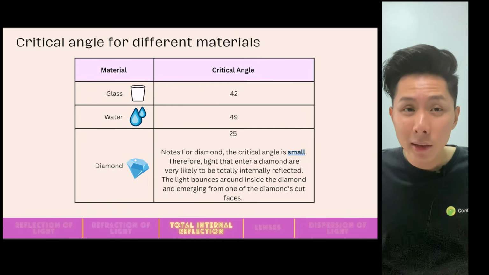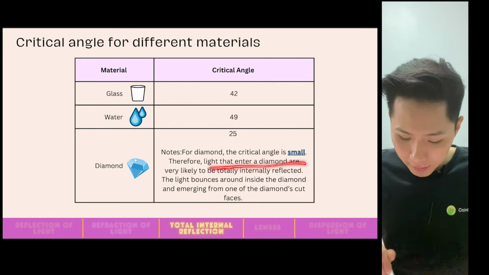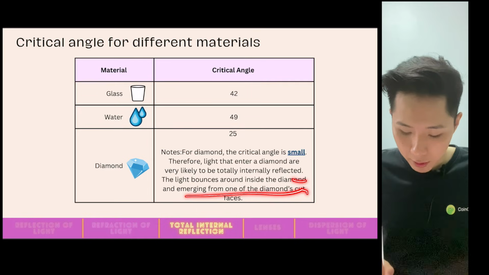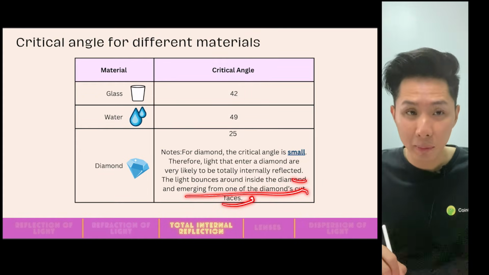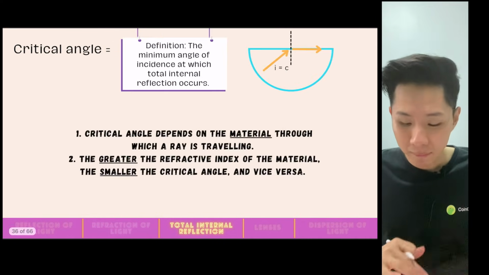That also explains why light entering a diamond is very likely to be totally internally reflected, because the light bounces around inside the diamond and emerges from one of the diamond cut faces, because light is still completely reflected all the time, and that's why you can see the blink blink phenomenon in the diamond.